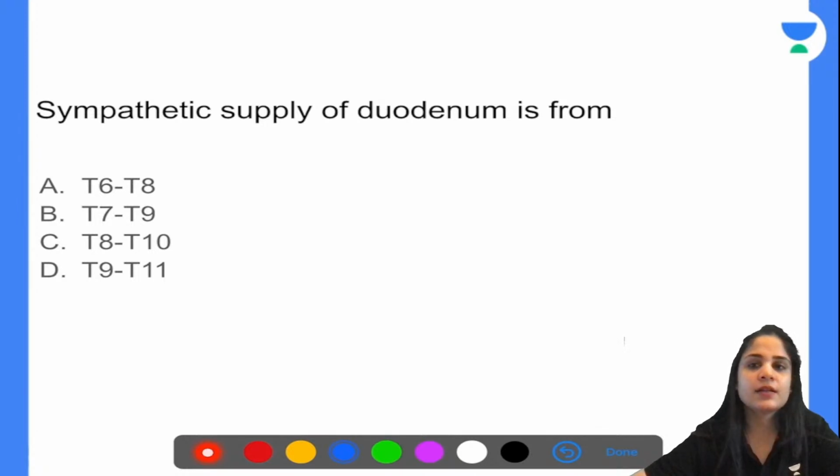So we've seen the arterial supply, venous drainage, nervous supply and the cells of the stomach. And we have seen the parts of the stomach. Now we have already seen parts of the duodenum. So we'll do the arterial supply, venous drainage and nervous supply of the duodenum.